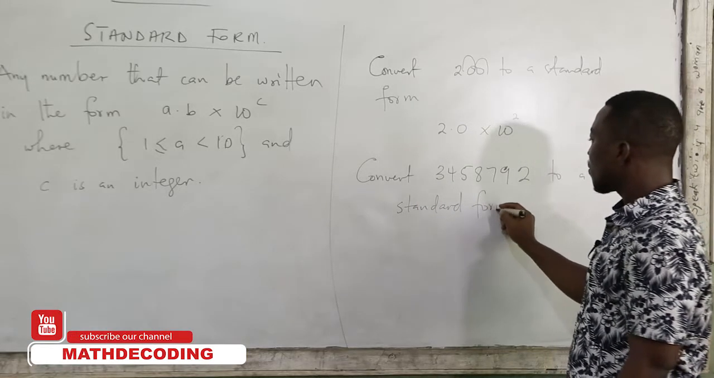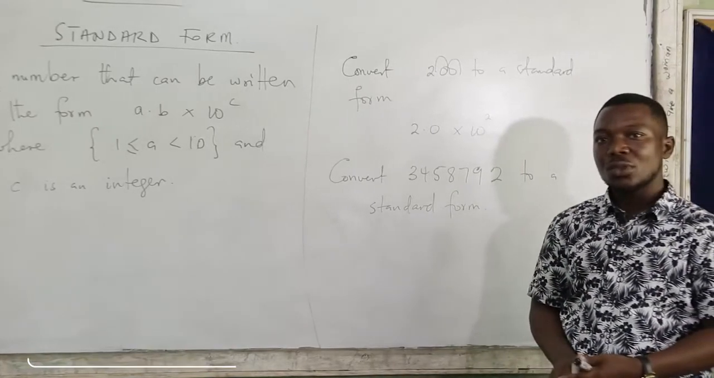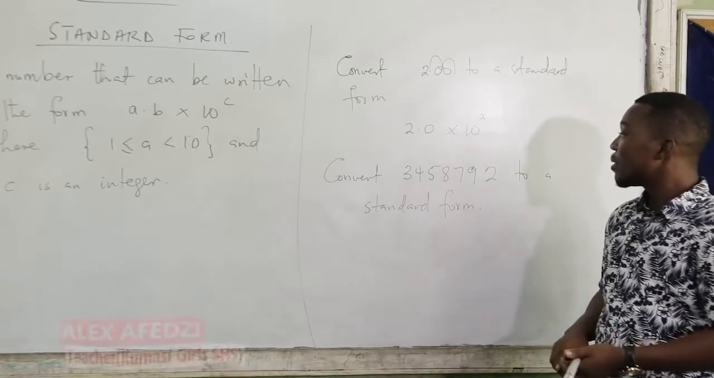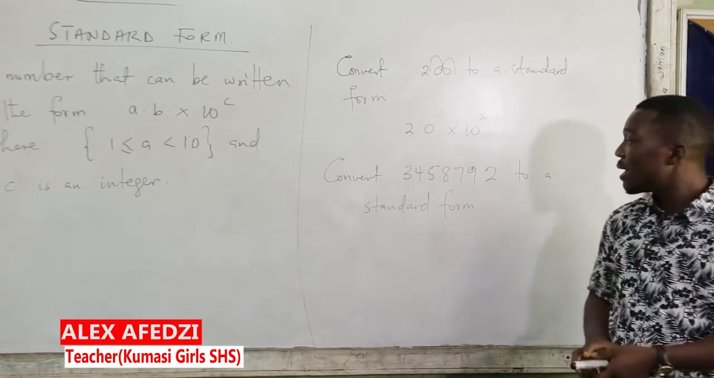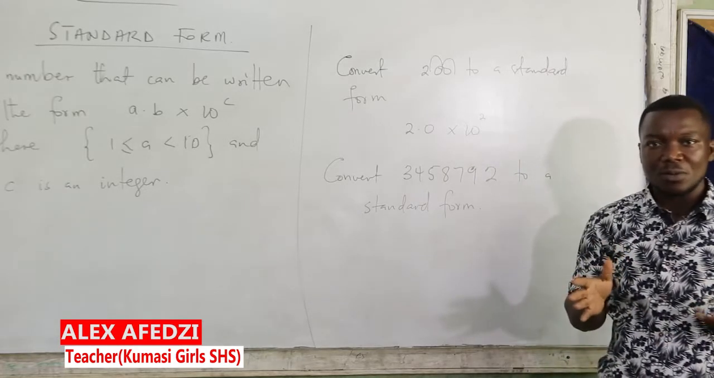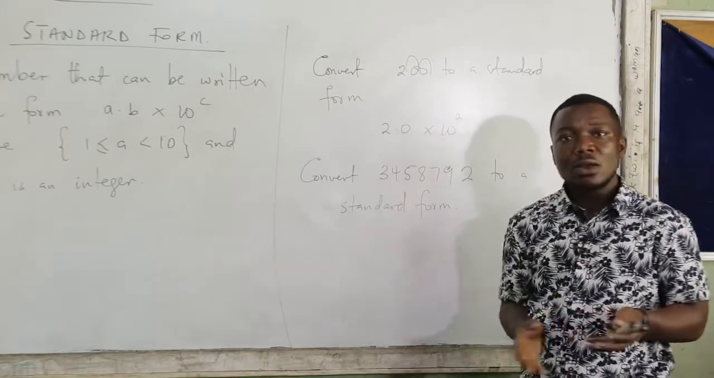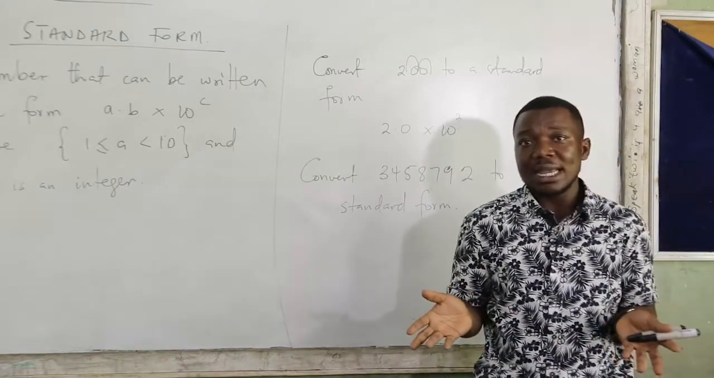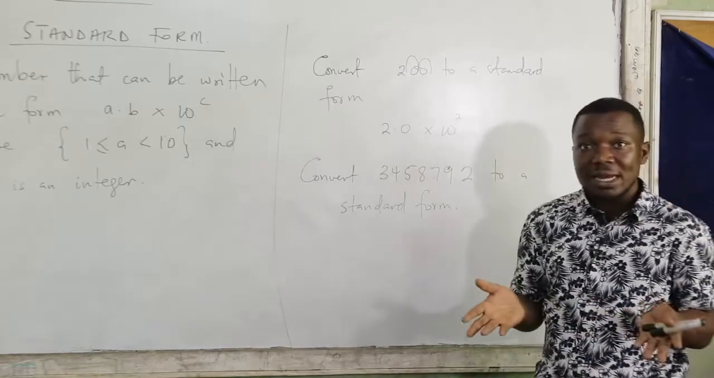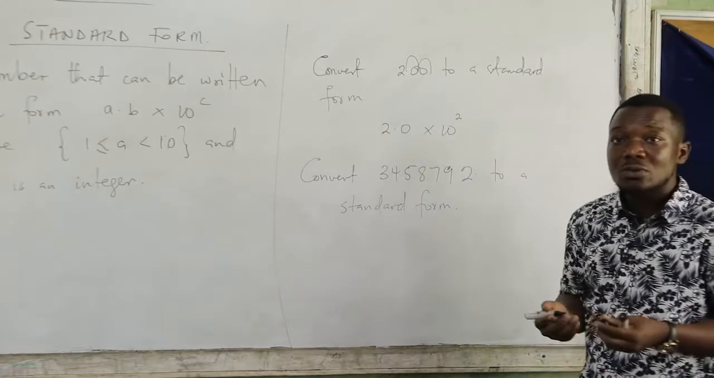Now, we have the number here. The digits are 3458792. It has to be converted to a standard form. Now, people be asking, why are we always starting from here and not from this side? Remember that in decimals, we say that any number is the same as the number 0.0. So it means that this number already has a decimal point, which is here, 0.0. We are not going to write it.